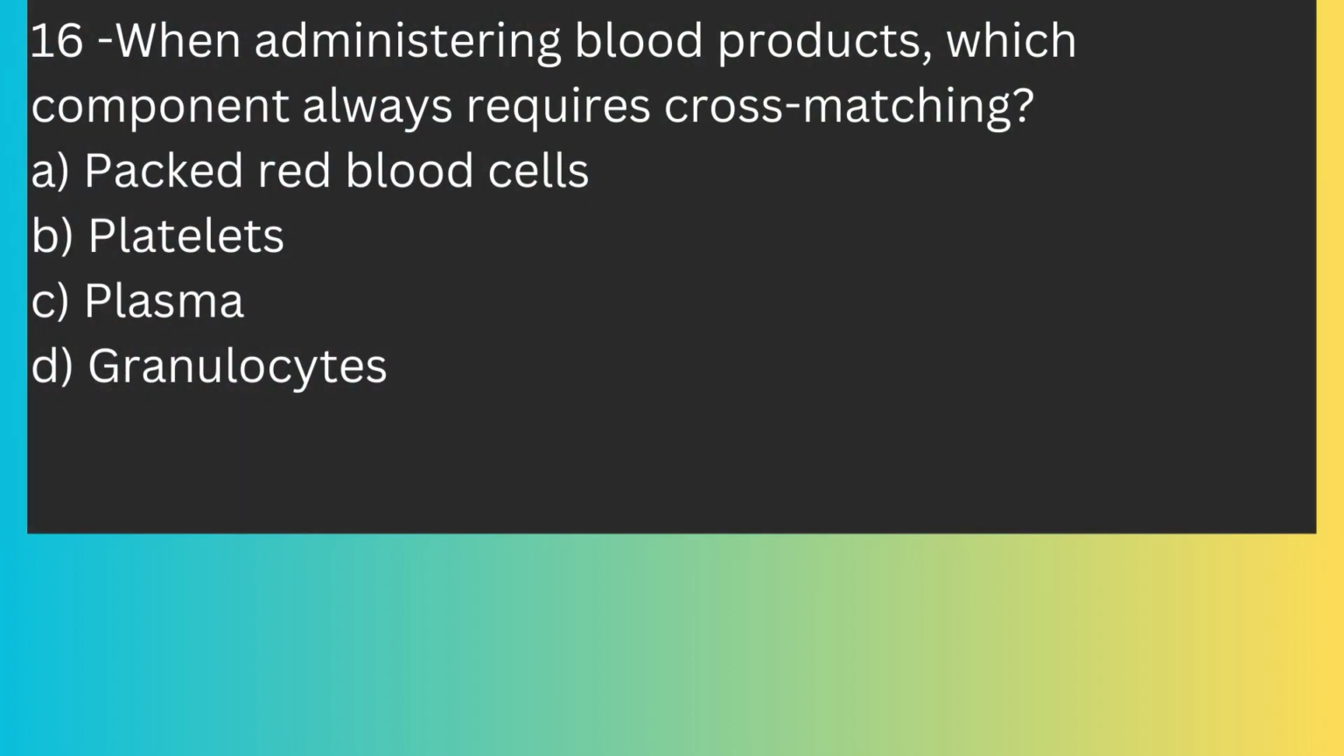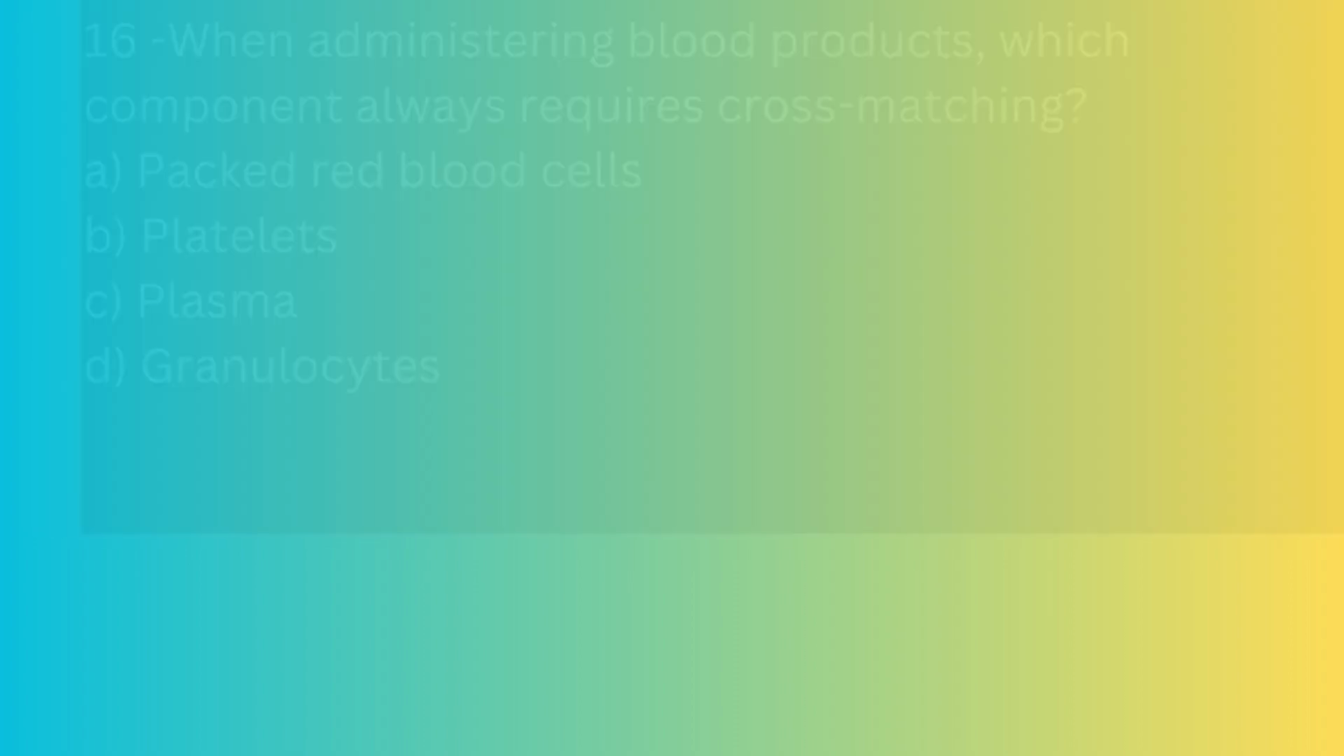Question number 16. When administering blood products, which component always requires cross-matching? A. Packed RBCs, B. Platelets, C. Plasma, D. Granulocytes. The answer is A.